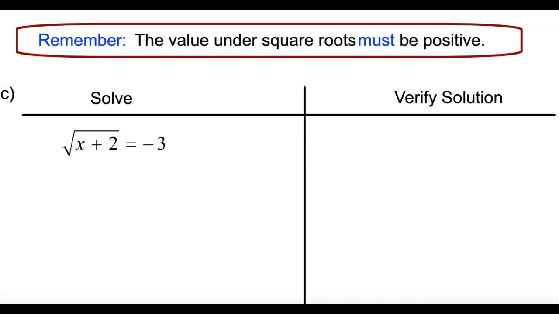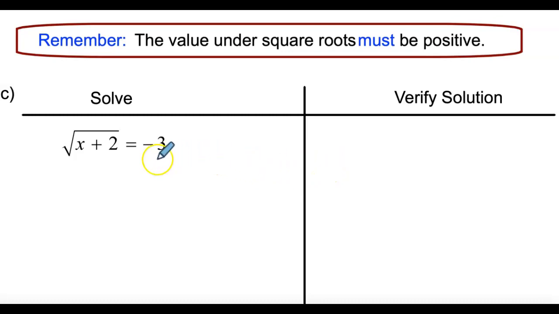Hi everyone. In this video we are looking at section 4.5, solving radical equations involving square roots and also involving variables inside the radical. In this case we are looking at example 1c. We're given a reminder here that the value under a square root must be positive because, as you know, we cannot take the square root of a negative number.